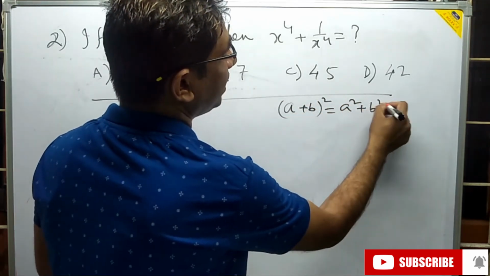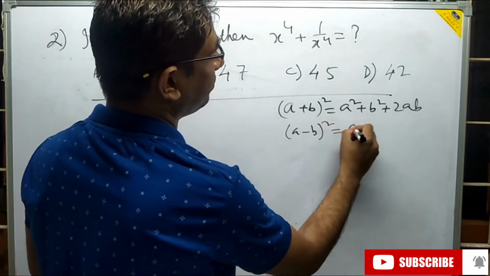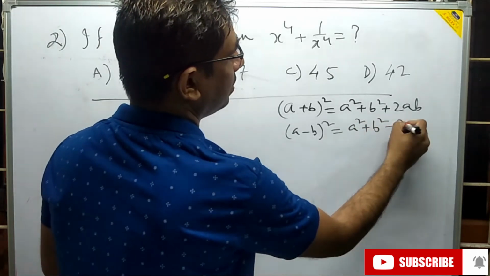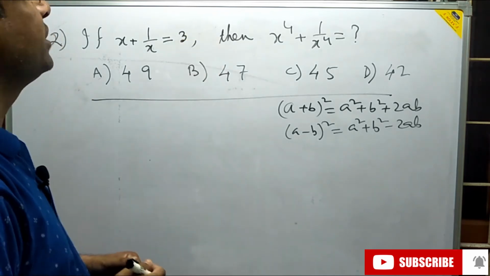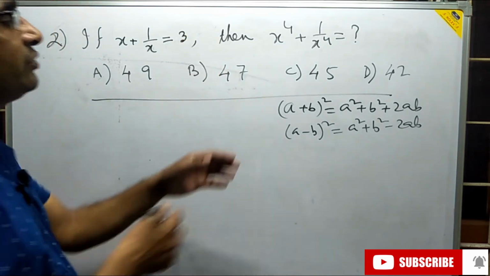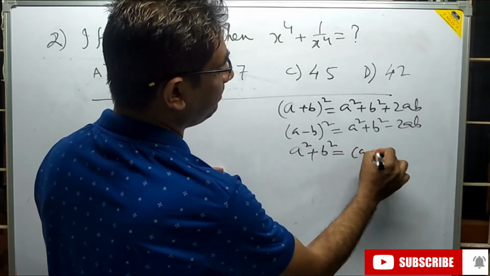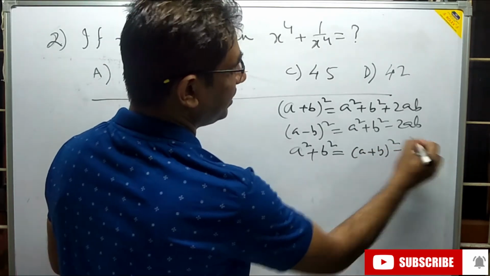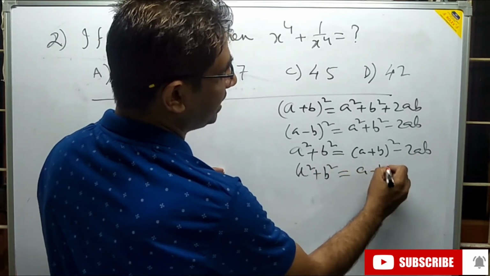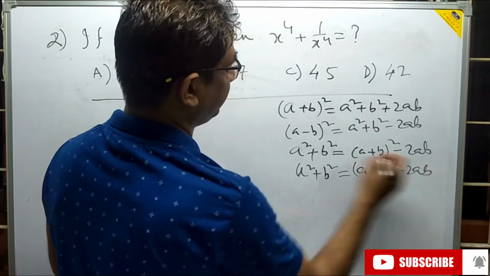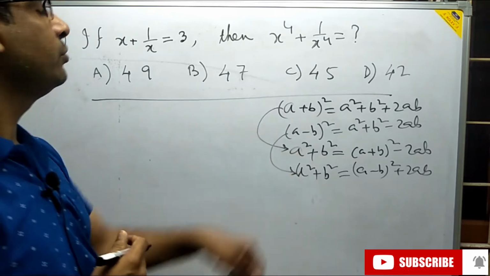a plus b whole square is equal to a square plus b square plus 2ab, and a minus b whole square is equal to a square plus b square minus 2ab. Using these two formulas, I can solve this one, not the shortcut. From these two formulas, I can write a square plus b square equal to a plus b whole square minus twice ab, and a square plus b square is equal to a minus b whole square plus twice ab.